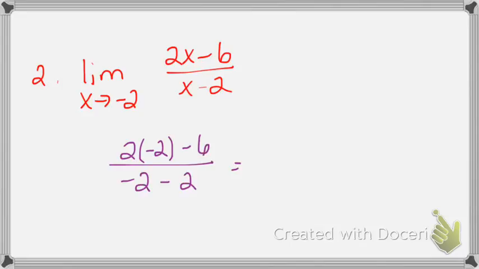We have 2 times -2 is -4. -4 minus 6 is -10. -2 minus -2 is -4. You actually can leave it like that, but if you'd like to reduce it, you get 5/2.